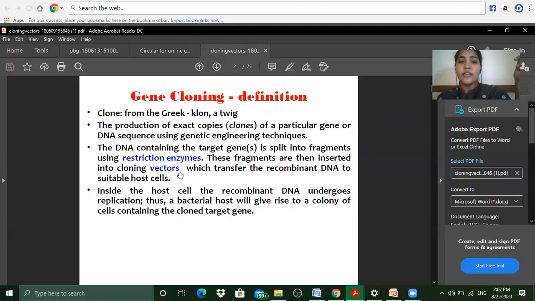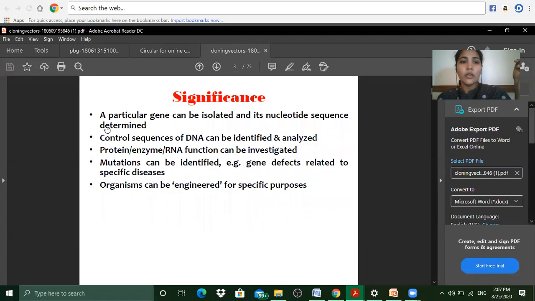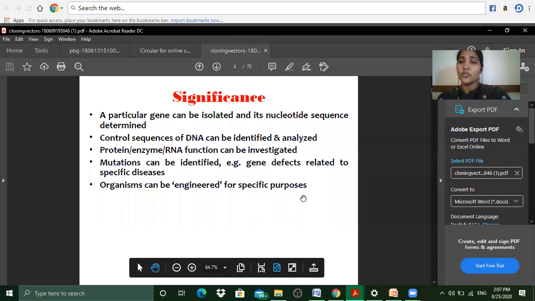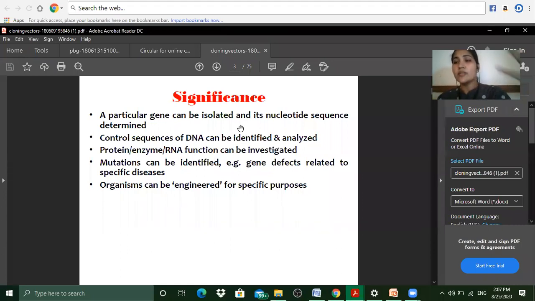Then, what is the significance of gene cloning? A particular gene can be isolated and its nucleotide sequence can be determined. Control sequences of DNA can be identified and analyzed. Protein, enzyme, and RNA functions can be investigated. Mutations can be identified, such as gene defects related to specific diseases, and an organism can be engineered for specific purposes. So these are all the significances of gene cloning.